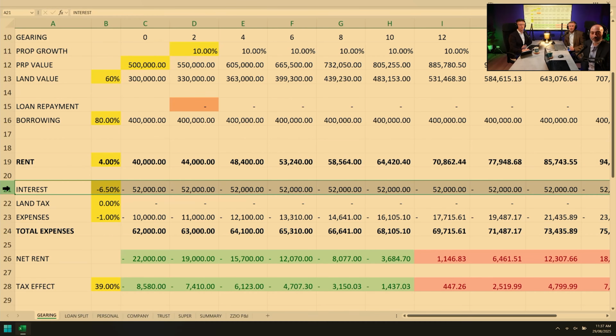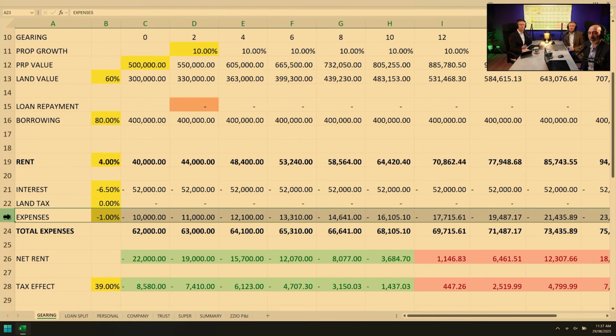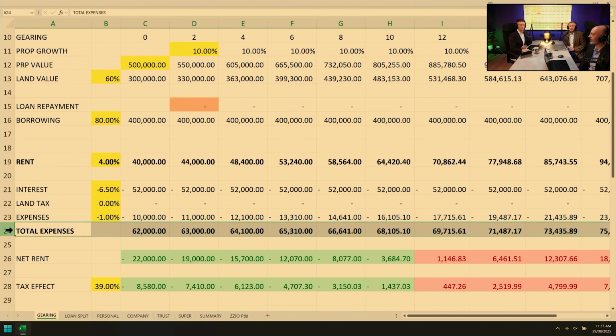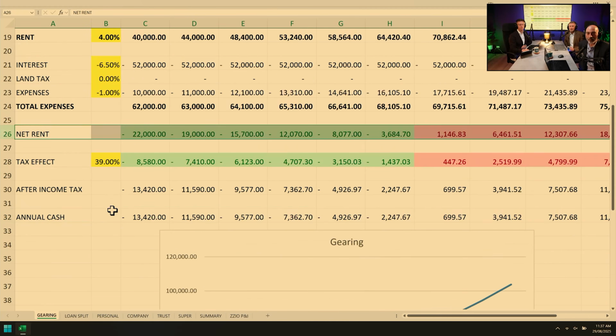Interest cost 6.5%. Now I've got the land tax at nil, just saying that it's because it's under the threshold, and I'm going to allow 1% for other expenses. That's everything else: council, water, some repairs and maintenance. And again, $10,000 looks like a lot, but it's $5,000 per year. Yeah. Now the net rent, and I've made the sheet intuitive so that it goes red and green, whether it's positive or negative. So the net rent there is $40,000 minus 62.